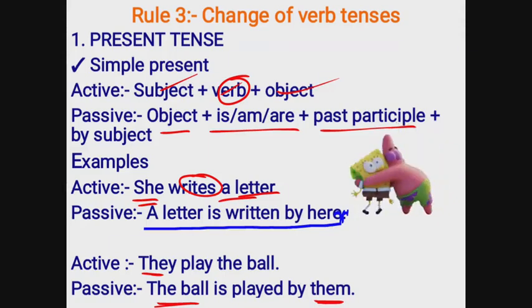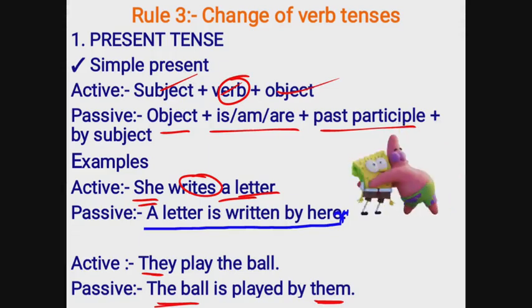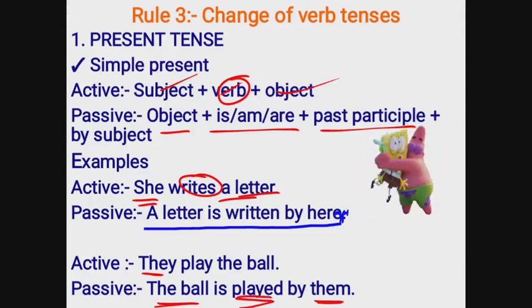Now let's go through our three forms of verb. We have play, past tense is played, past participle is what? Played. Alright, so the past tense and past participle is what? Played. The same thing. So we put played.